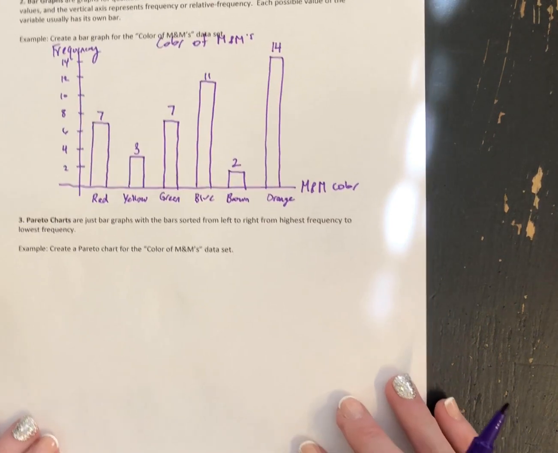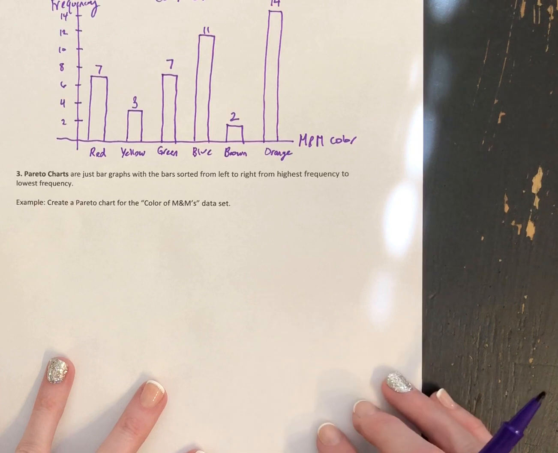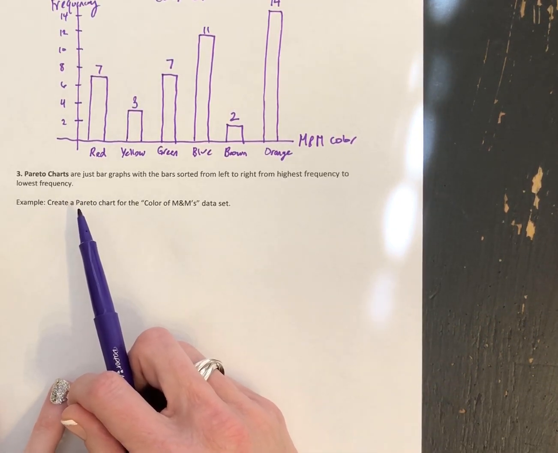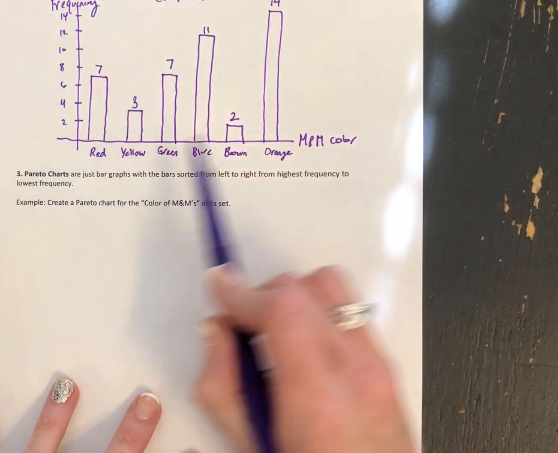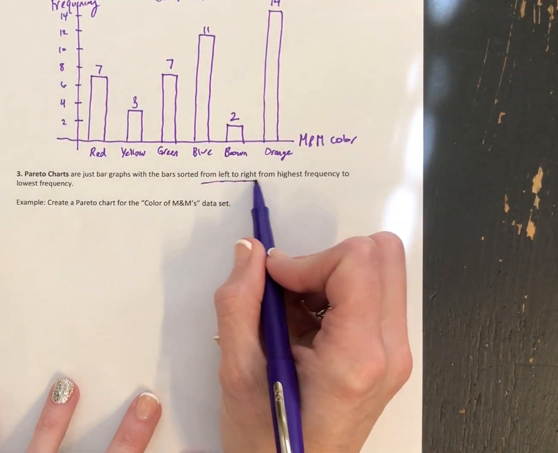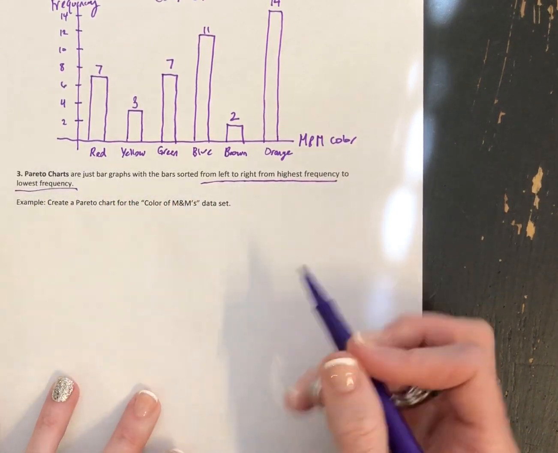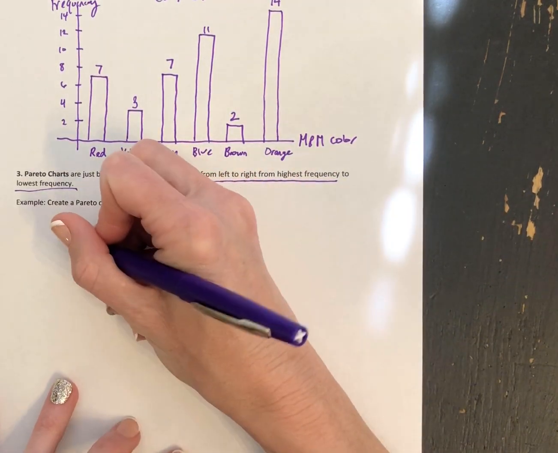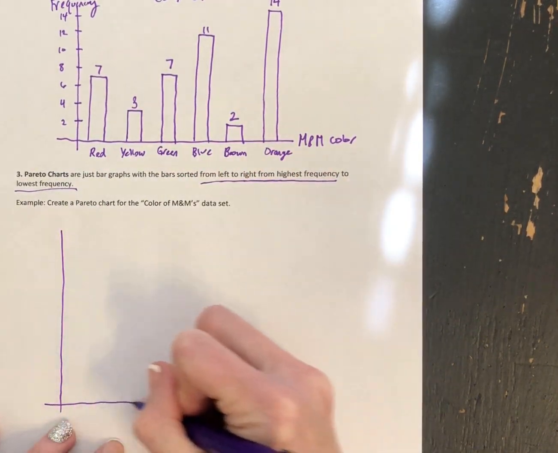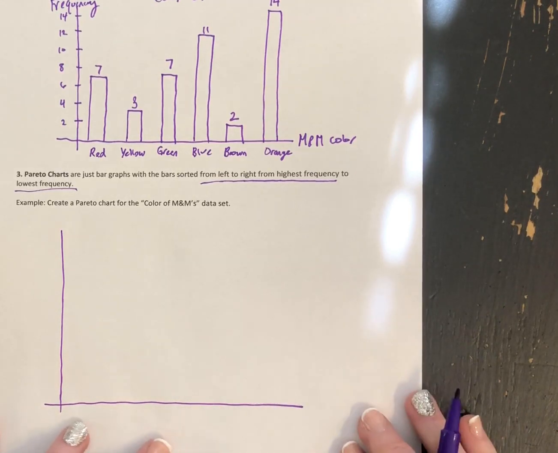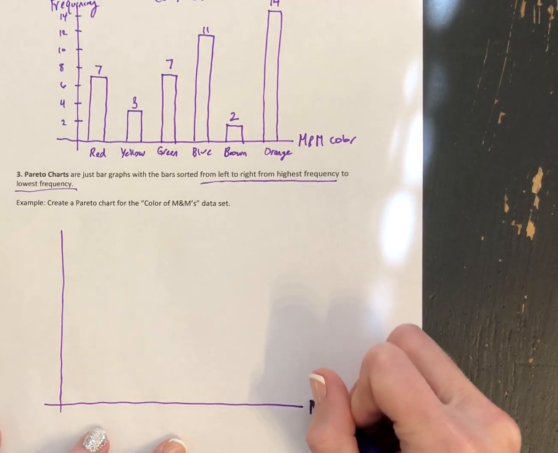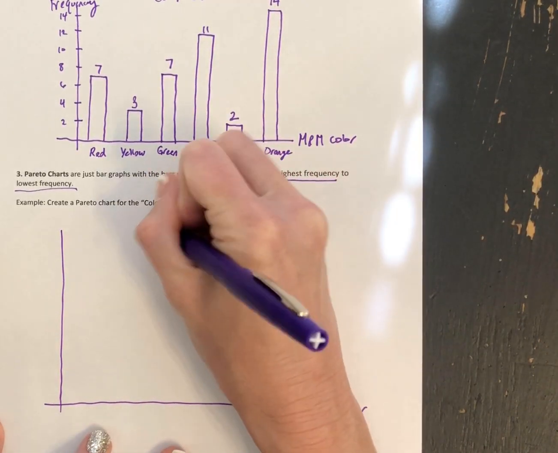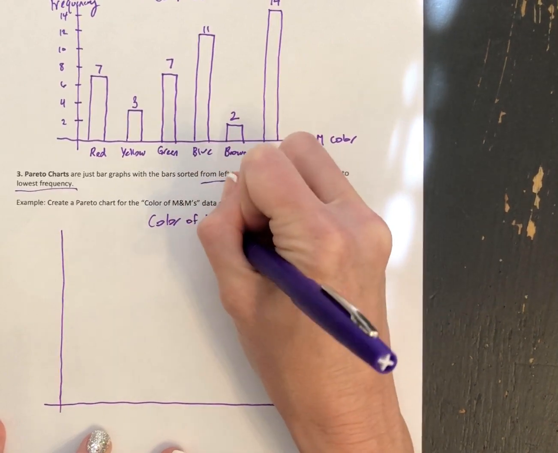Okay. One more graph that we're going to look at in this video, and this is going to be quick and easy, which is a Pareto chart. And a Pareto chart is just a bar graph like we just did, but with our bars sorted from left to right, with left being the highest frequency count and right being the lowest frequency count. And so if we redraw the graph that we just did, we're still looking at M&M color. I'm going to call this still color of M&Ms.